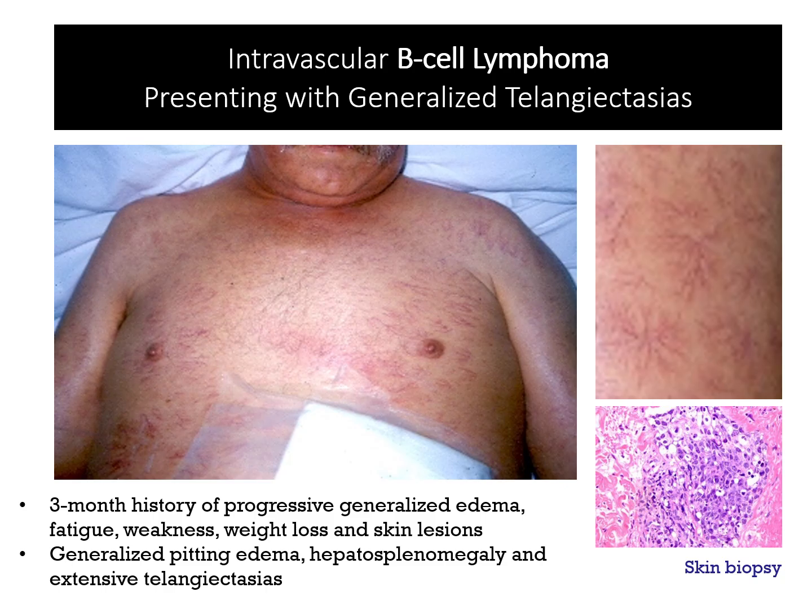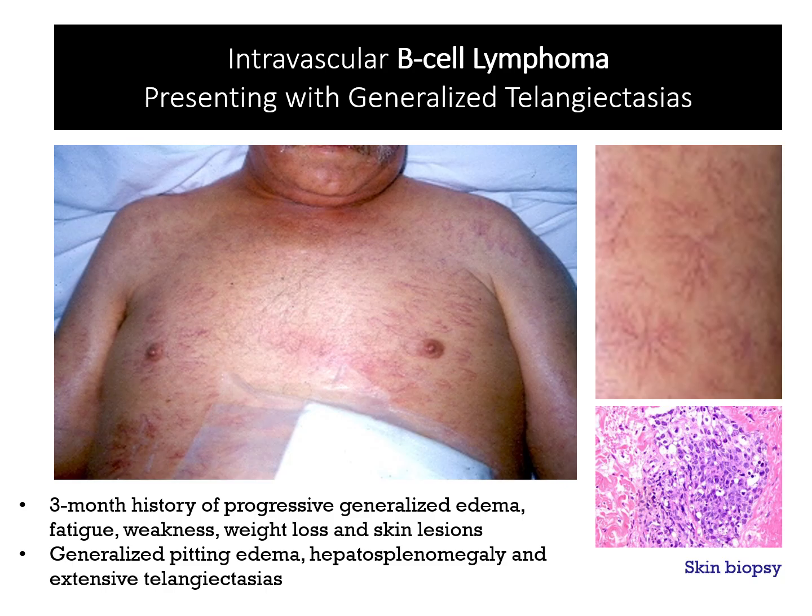I'm going to end by showing you an interesting case of an intravascular lymphoma. This patient presented to us with a 3-month history of generalized edema, fatigue, weakness, weight loss, and he had those skin lesions that consisted mainly of dilated vessels, so telangiectasias that looked like spider angiomas actually. He had pitting edema and he also had hepatosplenomegaly. And we really couldn't figure out a cause for those extensive dilated vessels.